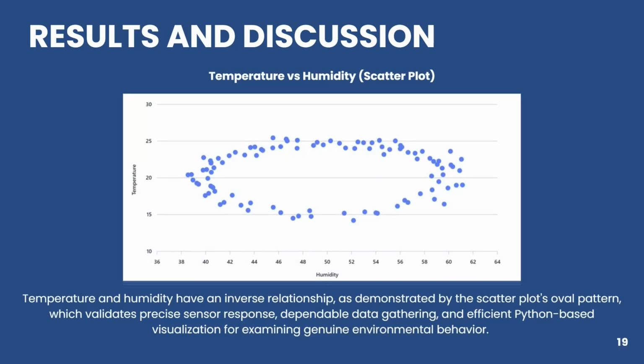Next, the temperature versus humidity scatter plot. The temperature and humidity have an inverse relationship, as demonstrated by the scatter plot's oval pattern, which validates precise sensor response, dependable data gathering, and efficient Python-based visualization for examining genuine environmental behavior.